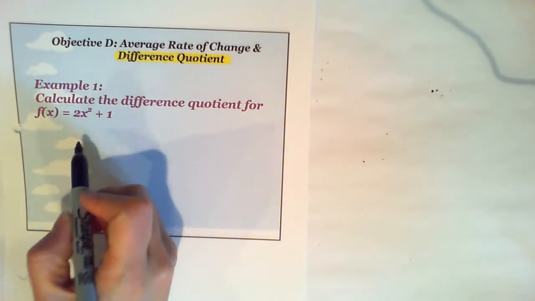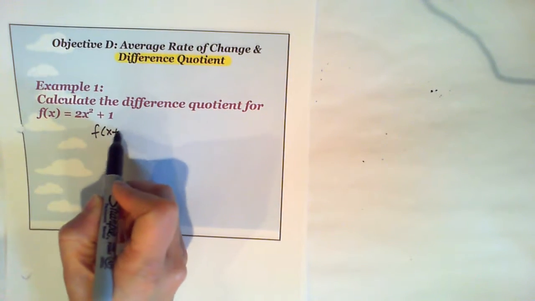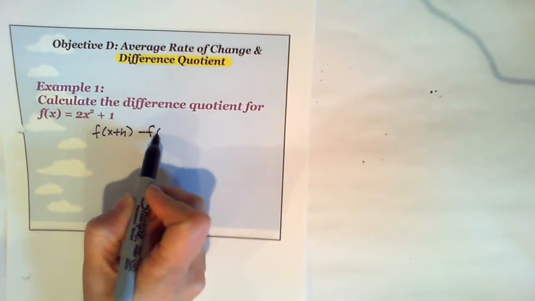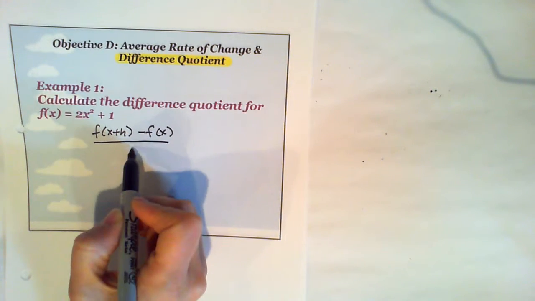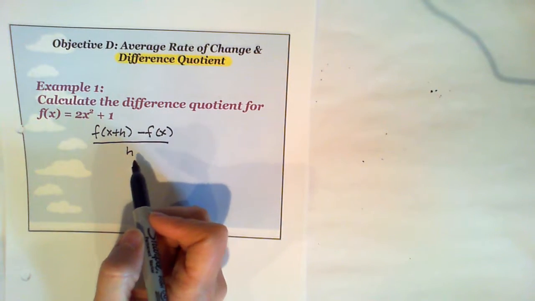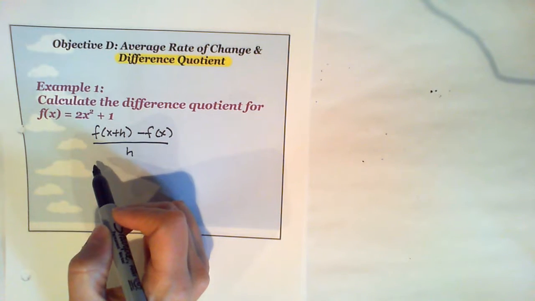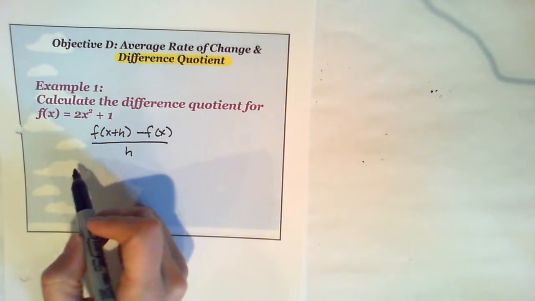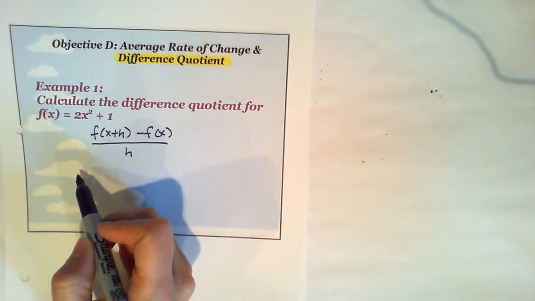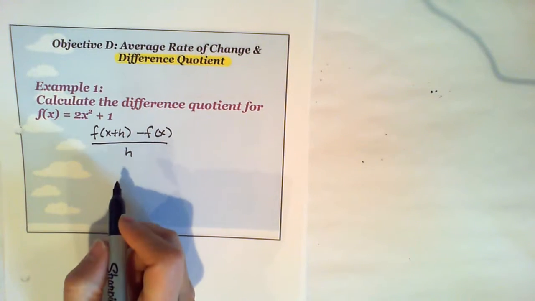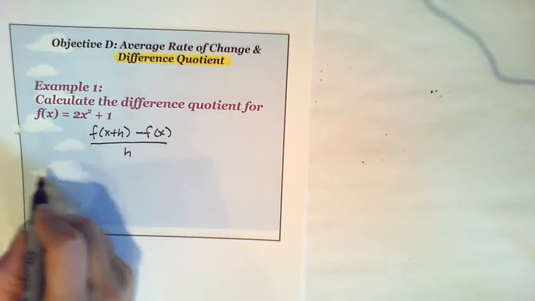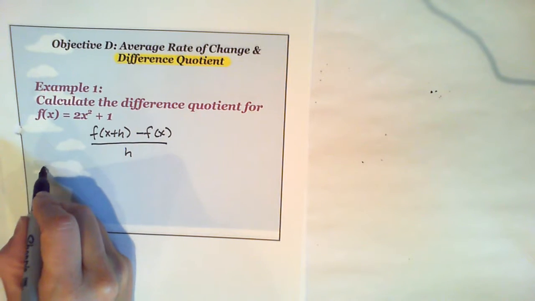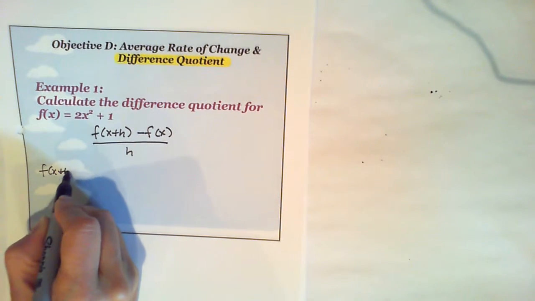So my formula is f of x plus h minus f of x over h. So we're just going to leave the h's in place when we do this work. So now if I want to find f of x plus h, we'll do it in steps, but in the end you're going to have to write it together. So for the first time through, we'll do it in steps. So let's find f of x plus h first.